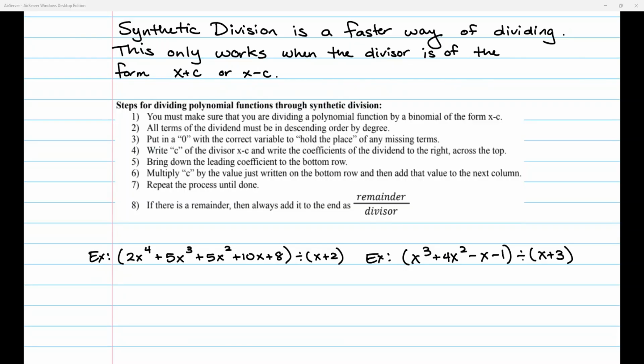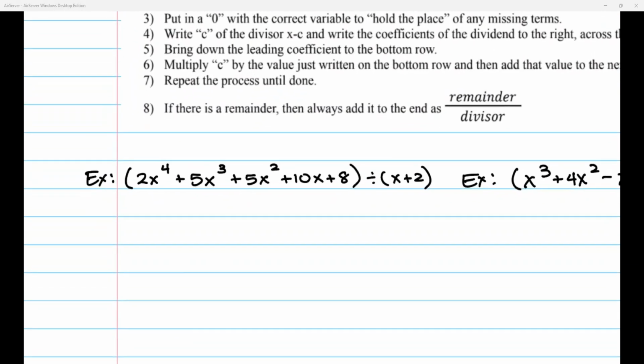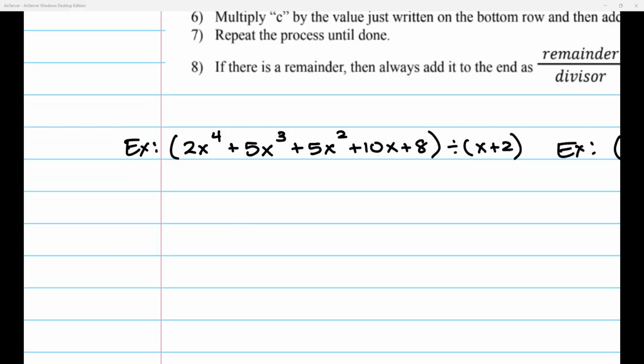A lot of gobbledygook, and you just need practice until you understand the pattern. If there is a remainder, then always add it to the end as the remainder divided by the divisor. That's what we did yesterday, okay? So let's take a look because there's a lot of stuff going on. First of all, I want you to notice a couple of things. Number one, this isn't descending order. It's x to the fourth, x cubed, x squared, x, and then your constant.